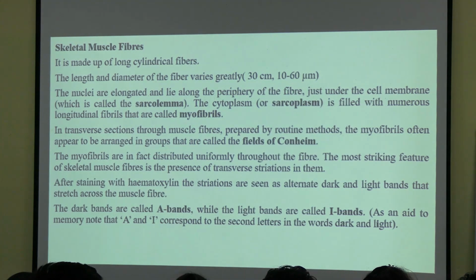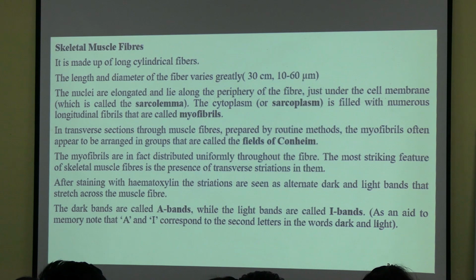Next, you can see the nuclei are elongated and lie at the periphery. Now the cytoplasm, also called sarcoplasm, is filled with longitudinal fibrils, and these are called myofibrils, which I have shown you. That means we are discussing one individual muscle fiber. We have to take one individual muscle fiber. So inside that, what is present?